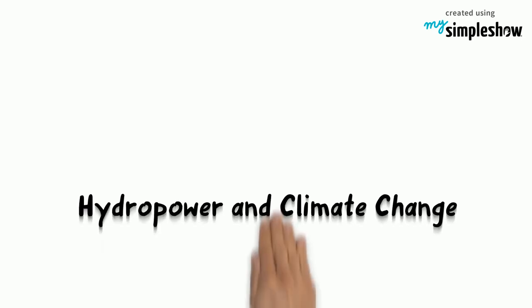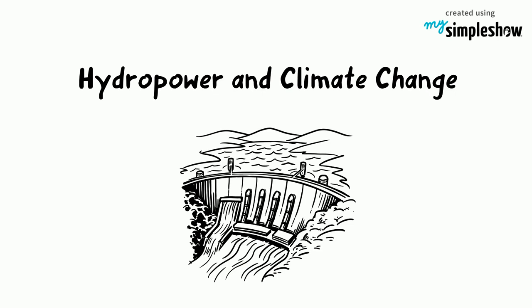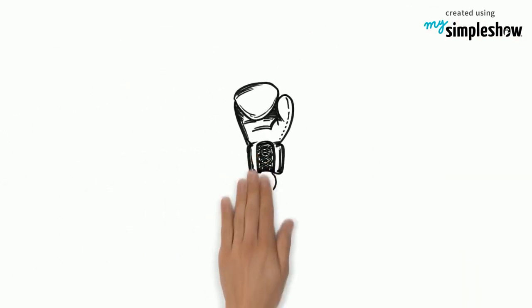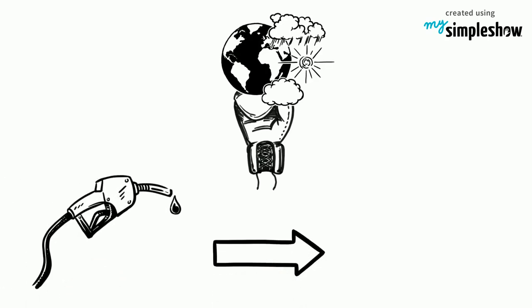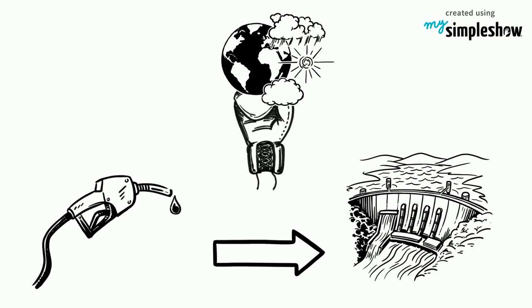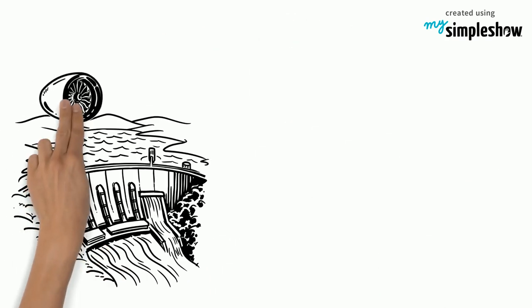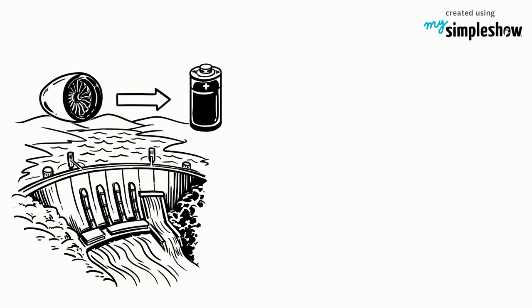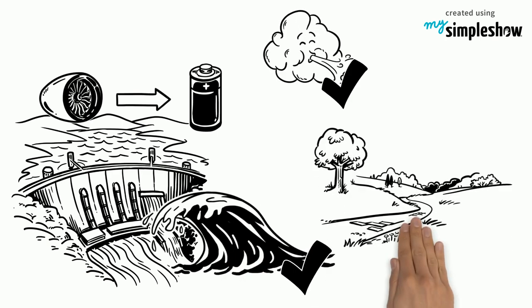Goal 13 of the Sustainable Development Goals, Climate Action: Hydropower and Climate Change. When it comes to fighting climate change, many people look to switching from fossil fuels to alternate sources of power, like hydropower. Hydropower plants use a turbine that converts the kinetic energy from falling water into mechanical energy. Although hydropower doesn't pollute the water or air, it does have a negative effect on the environment.